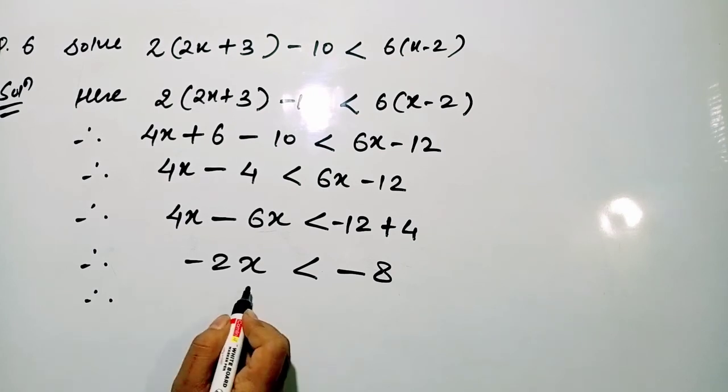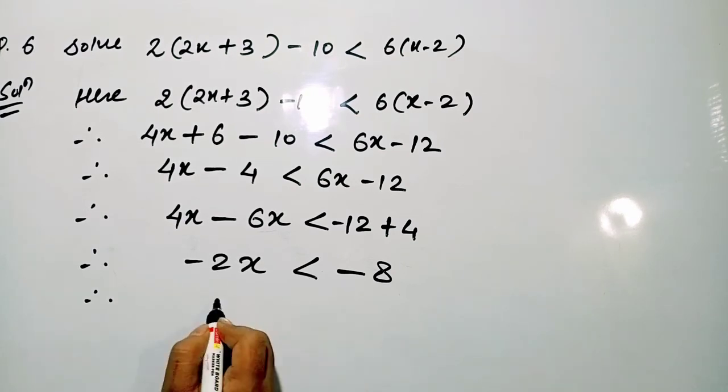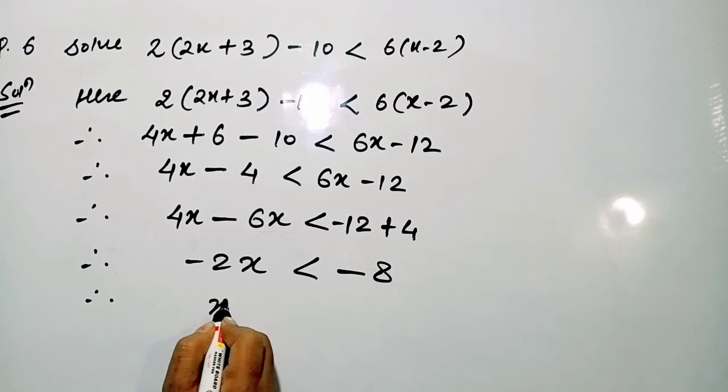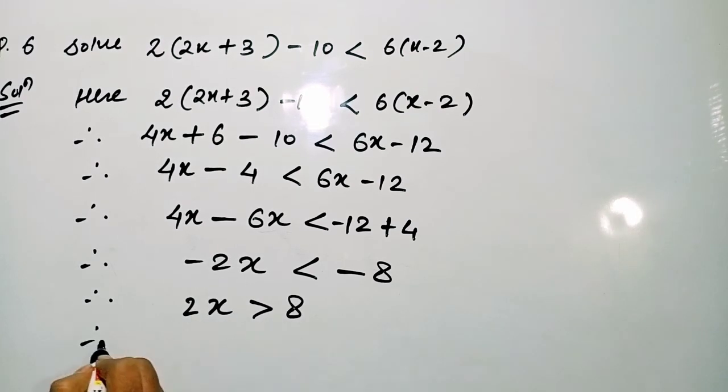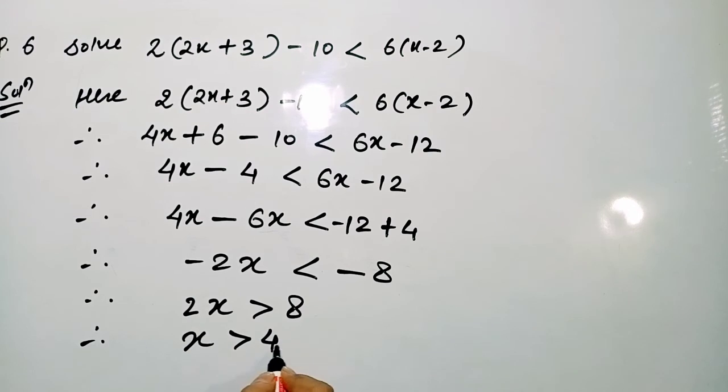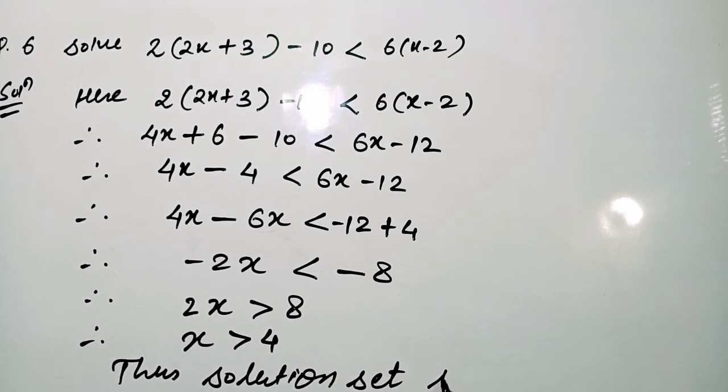So x will be, if we are multiplying by a negative, the symbol will be changed. So we are getting 2x > 8, so x is greater than 4. So the solution set will be from 4 to positive infinity. So the solution set will be 4 to positive infinity in open interval.